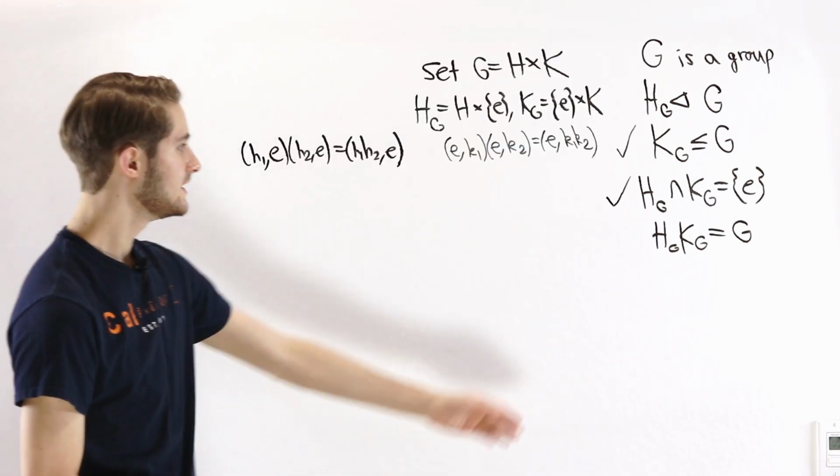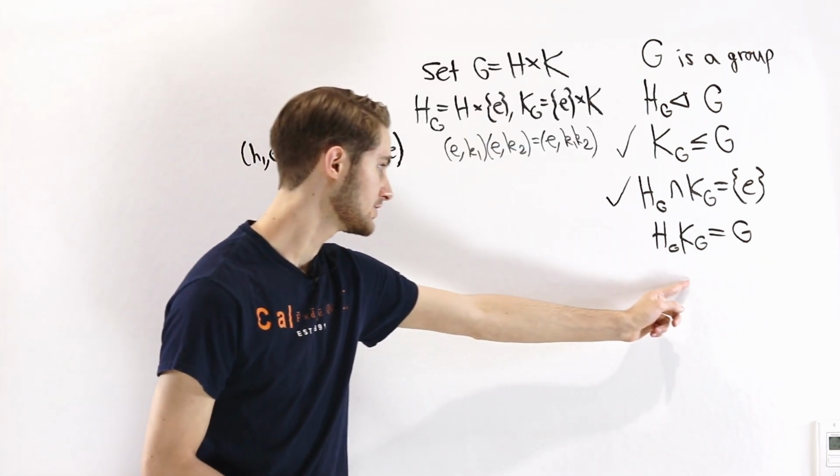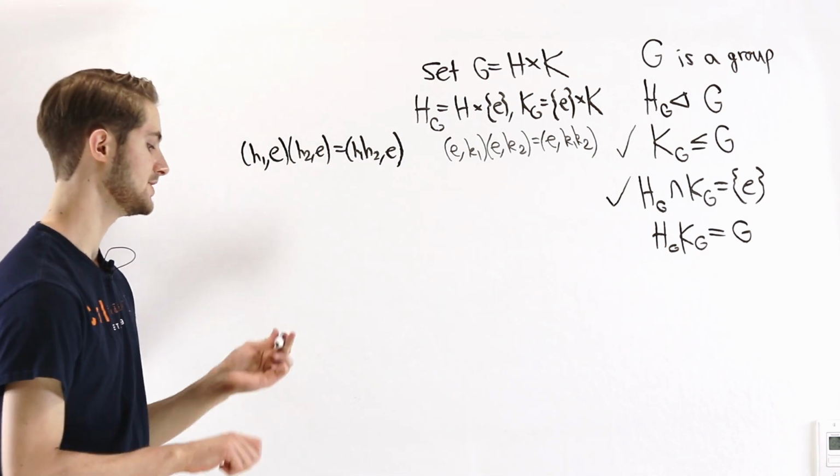Now let's take a look at the next condition that we want to satisfy. H times K gives us our larger group G.